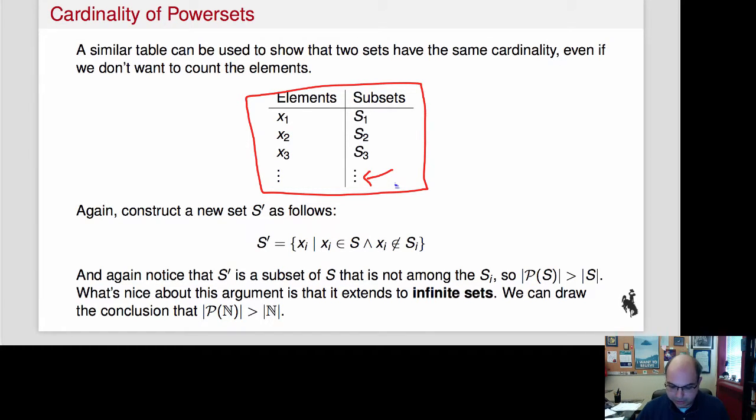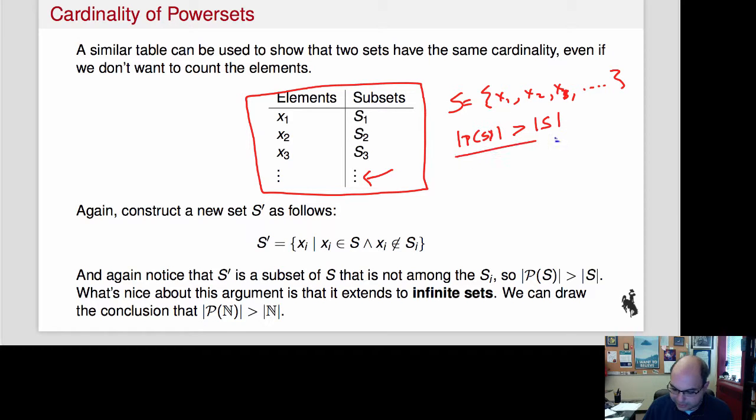And s1, s2, s3. So what I want to show is that if S is equal to the set x1, x2, x3, dot, dot, dot, so this is an infinite set, okay? Then the cardinality of the power set is still larger than the cardinality of S, right? This is what we want to show, okay? So we're going to do the same argument we just did.